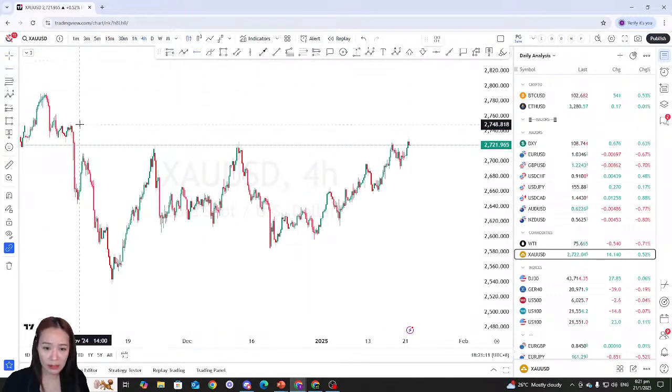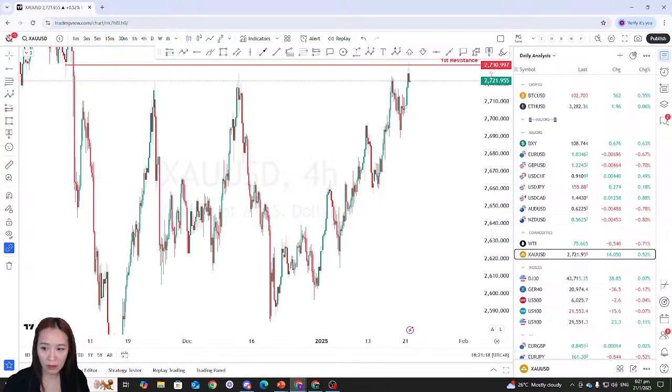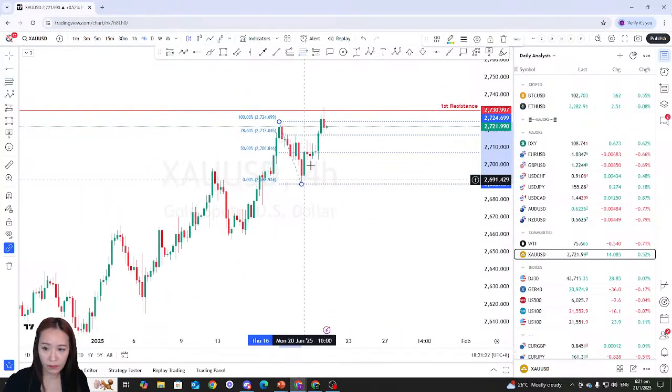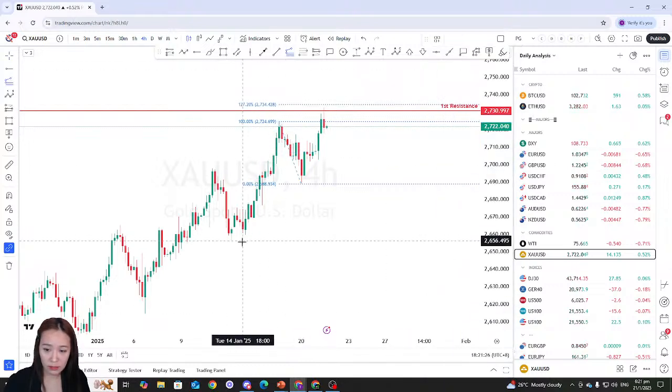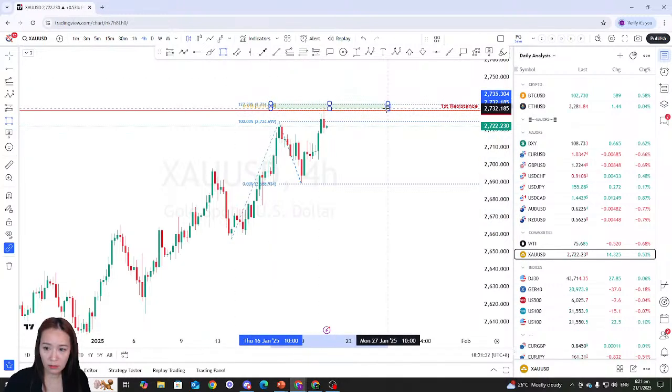Okay, I will highlight the same. This is my resistance level. Okay, I will zoom in for you guys to see the resistance where we sell. That is extension 127. There is 161.8 for the projection. So this is going to be our sell zone, right?